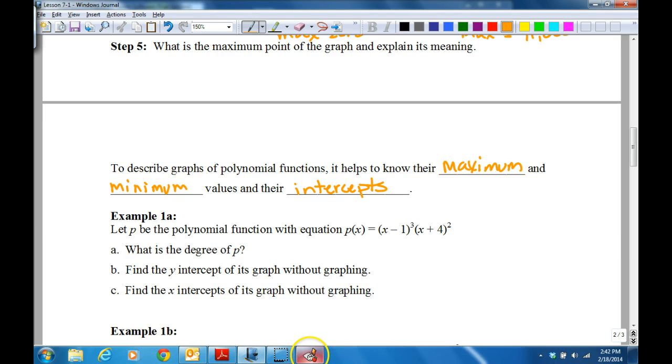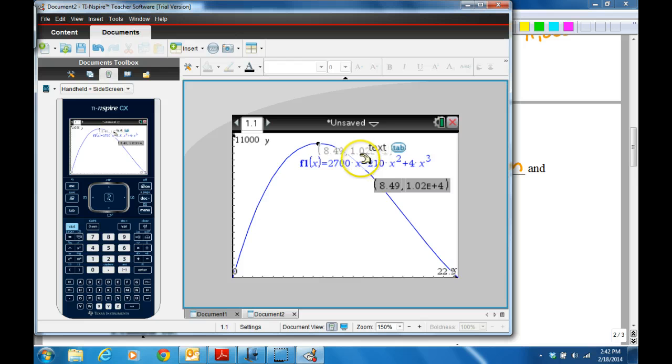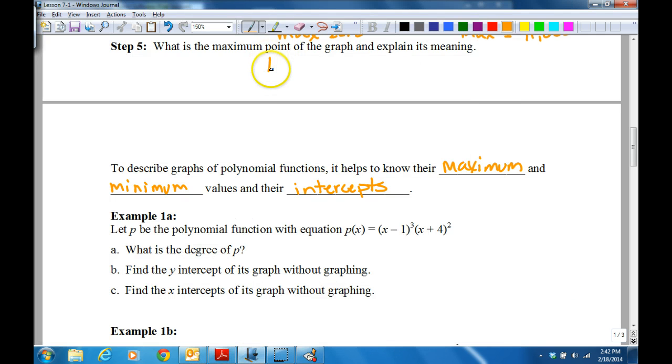Going back to that, that's right here. Our maximum here is 1.02 times 10 to the 4th. So now if I were going to put that in, it'll be 10,200. So our maximum volume is 10,200. That's the maximum volume we can get out of the box that size.